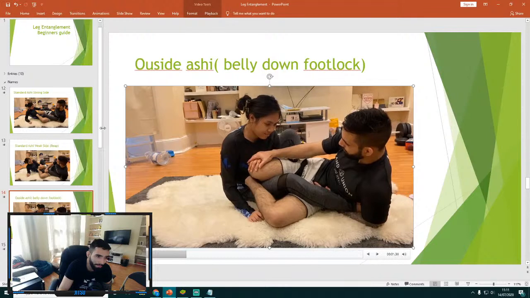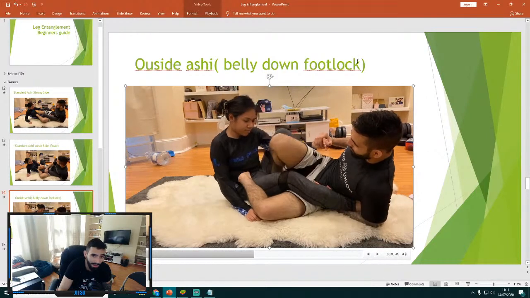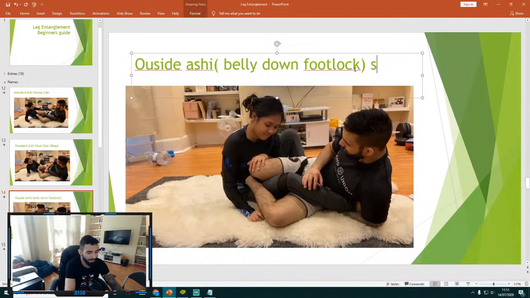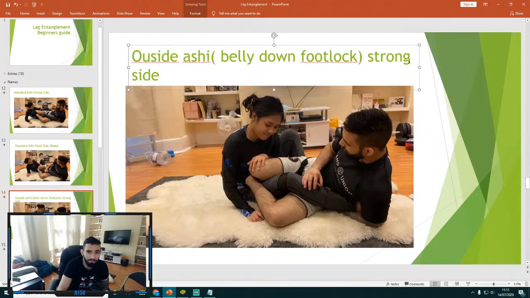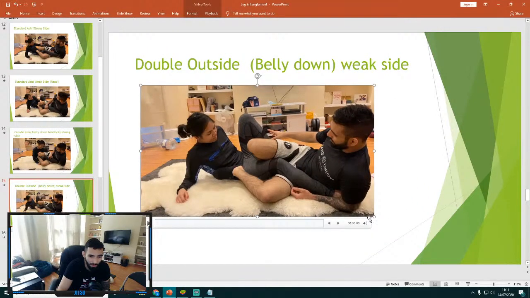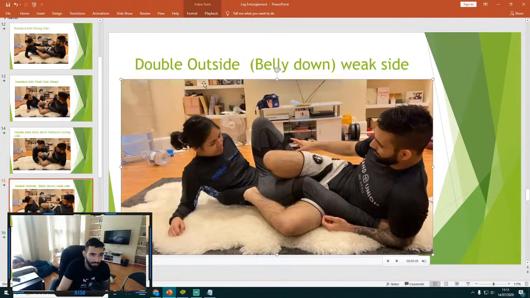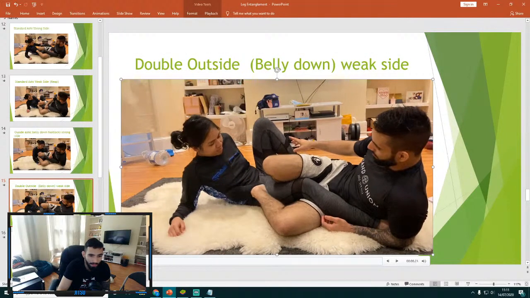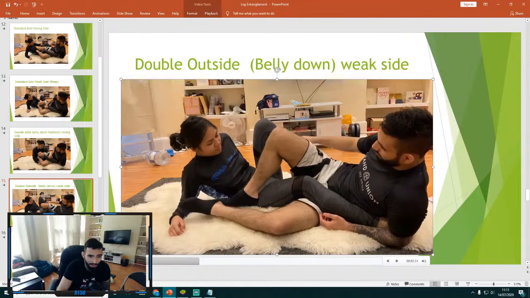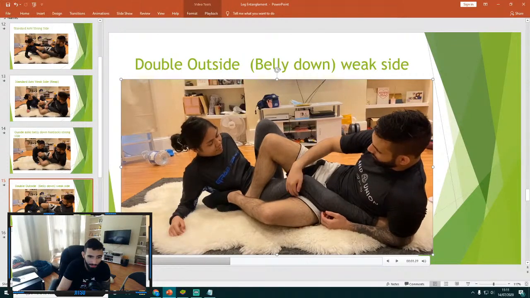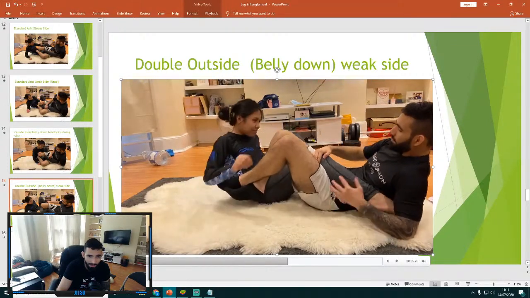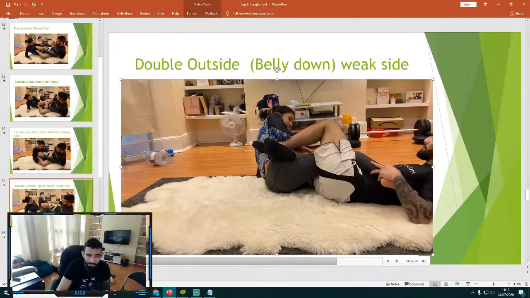Okay, so again, that's our outside ashi. I'm just gonna put strong side in here just so you remember. And just like before, we're gonna get into outside ashi again, and if I reap the knee to the other side, that's the weak side once more.